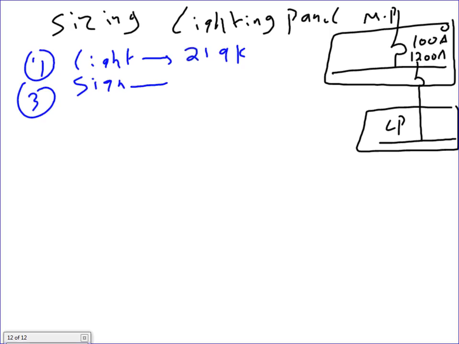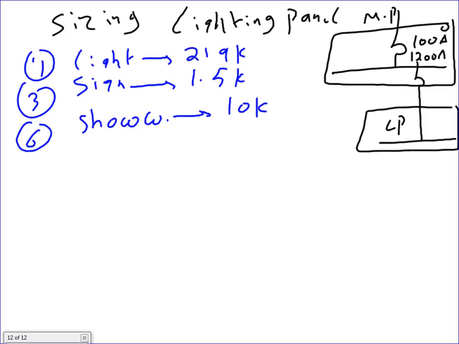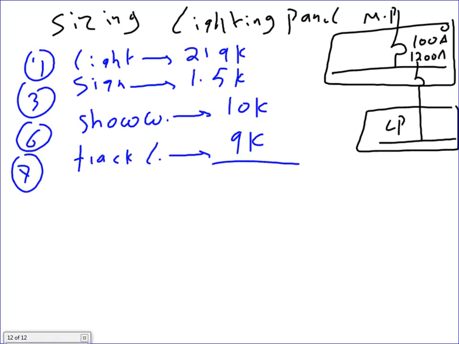Sign and 1.5, right? 1.5K. Okay, what's the number? Show window is number 6. Show window, and what was that? 10K. And track lighting's number 7. 9K. Track lighting, and that was what? 9K. Anything else? Did we miss any?